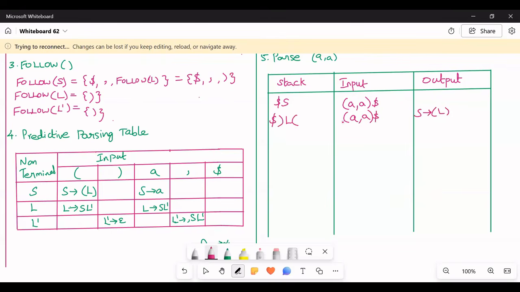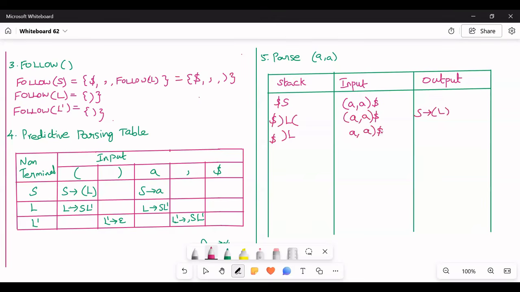Now open parenthesis and open parenthesis. Here the top of the stack is left parenthesis, and the current input symbol is also left parenthesis. So pop the stack. Pop the stack means open parenthesis is removed from the stack, and advance the input pointer to the next input symbol. The meaning is we are removing the open parenthesis from the input buffer as well. So this is the remaining input string. Now we need to refer L comma A, so we have to refer to the predictive parsing table.